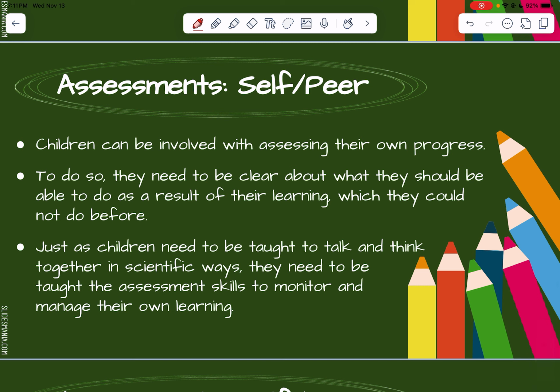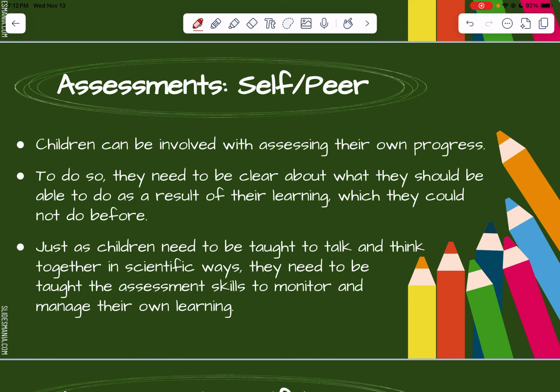Let's move on to another type of assessment. Let's talk about self or peer assessment. Children can be involved with assessing their own progress, and to do so, they need to be clear about what they should be able to do as a result of their learning, which they could not do before.